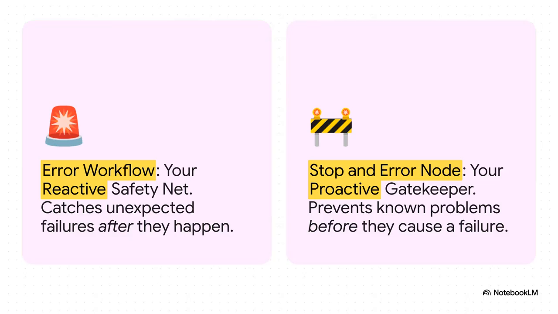So let's put these two side by side, because getting this is absolutely key. Your error workflow is reactive. It's your safety net. It catches the weird, unexpected stuff you never saw coming. The Stop and Error node, on the other hand, is proactive. It's your gatekeeper. You use it to handle the problems you can predict, preventing them from ever causing real damage.